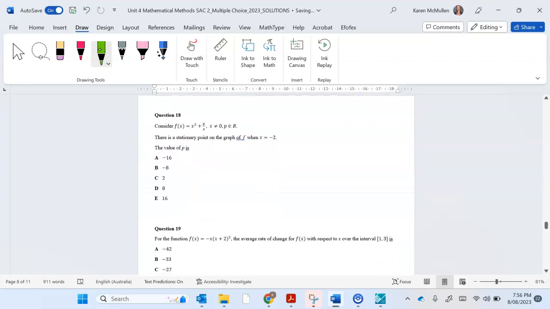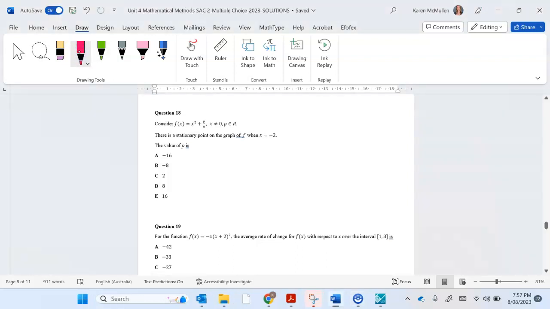All right, so consider f of x equals x squared plus p over x. There is a stationary point on the graph of f when x equals negative 2. The value of p is... Let's just approach it. A stationary point is when your derivative is equal to 0. So let's find the derivative first. We're going to have 2x, and then x to the negative 1, so it's going to be negative p x to the negative 2. So let's let that equal 0.